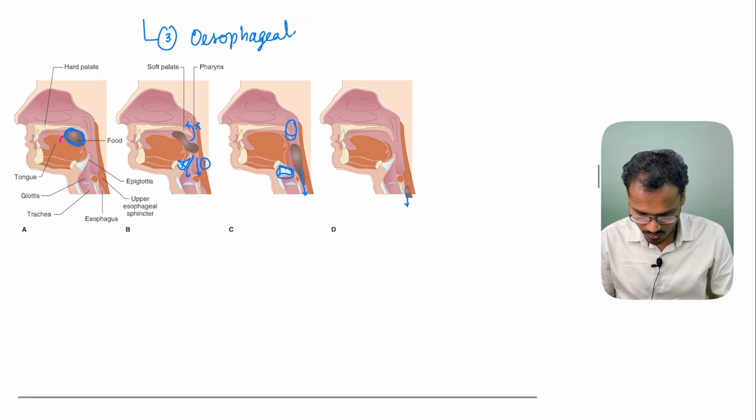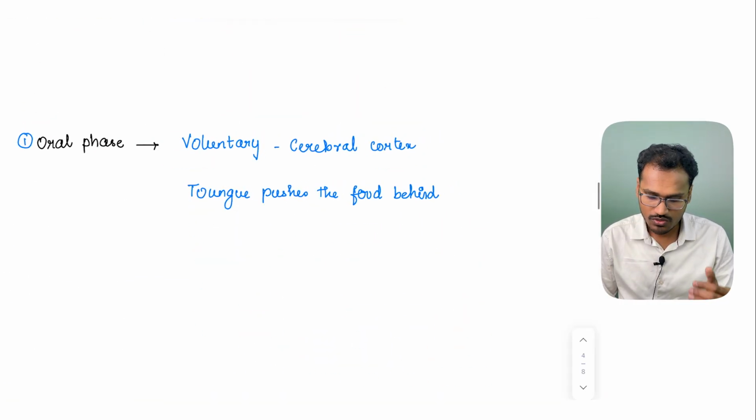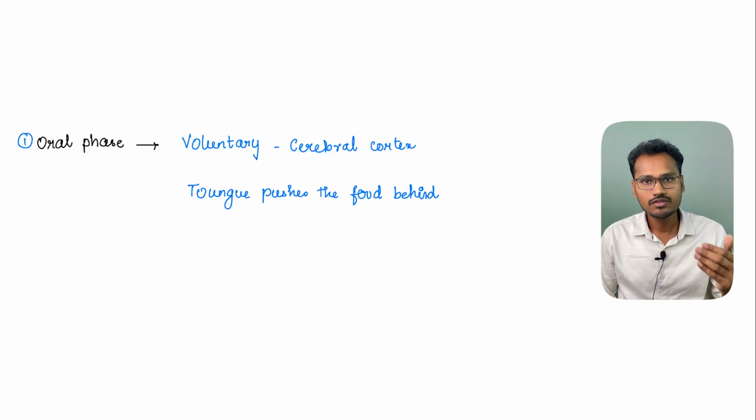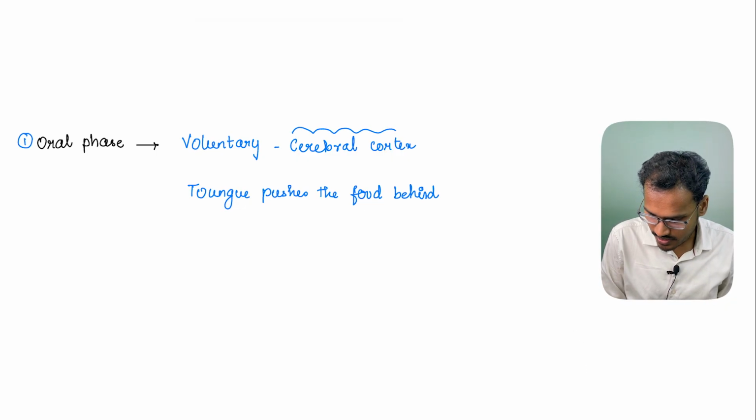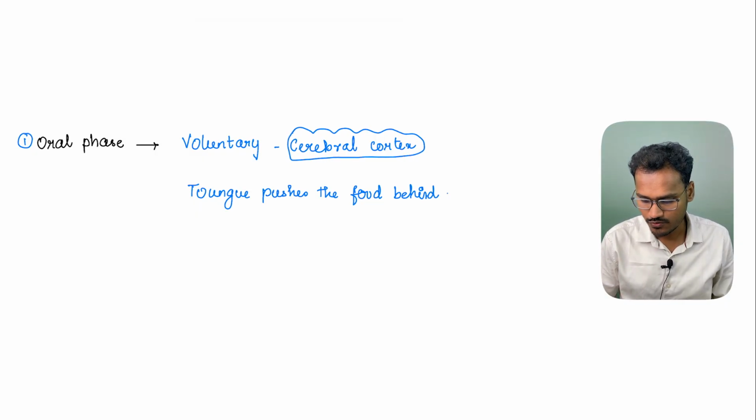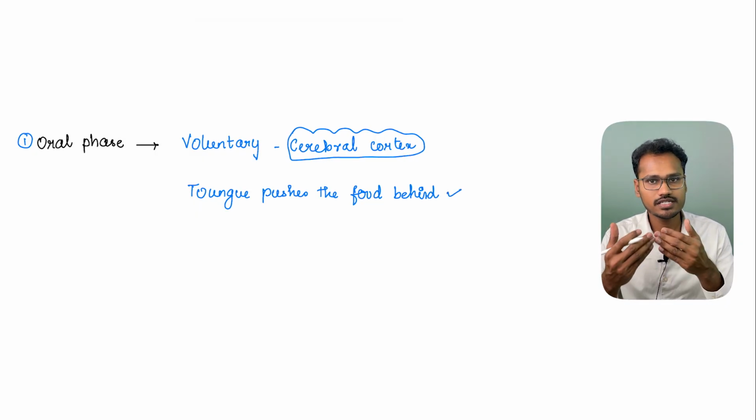So the first one is the oral phase. The oral phase, as I told, is the voluntary phase. I have to think that I am going to swallow this food. So it happens at the level of the cerebral cortex, and the tongue pushes the food behind. So it is a simple phase where it is just pushing.